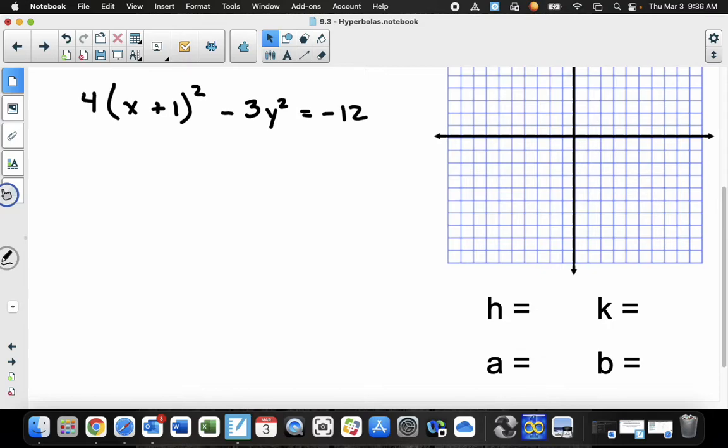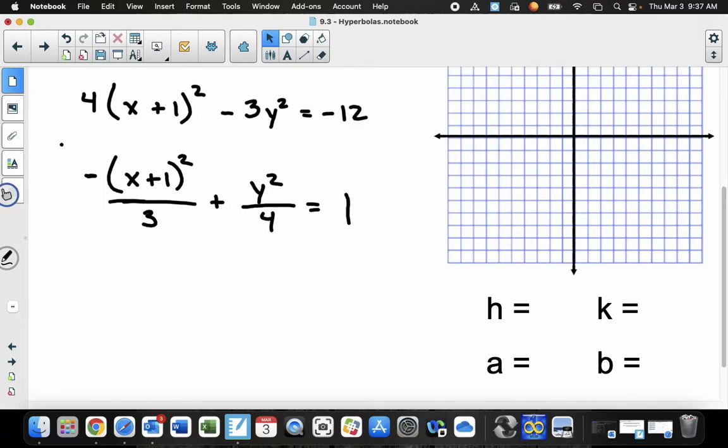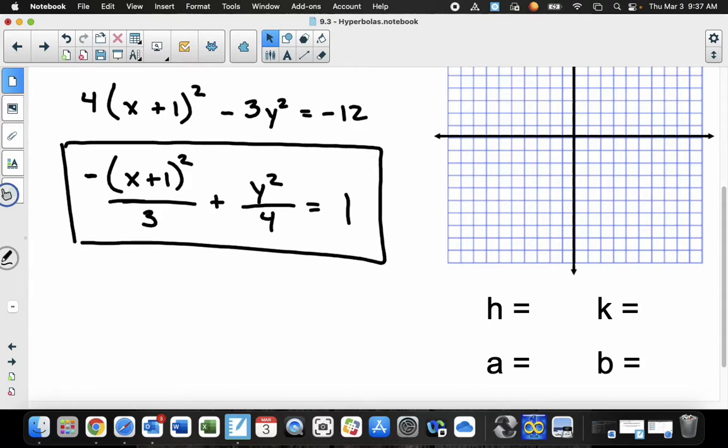Which means, in this first problem, I'm going to put the negative on the top. Not that it matters, you can put it out front too. x plus 1 squared. 4 goes into 12 3 times, so we end up with a 3 in the denominator. When I divide this by negative 12, we end up with a plus y squared over 4, and then equal to 1. There is your equation for your hyperbola that you're going to get all of that information out of.